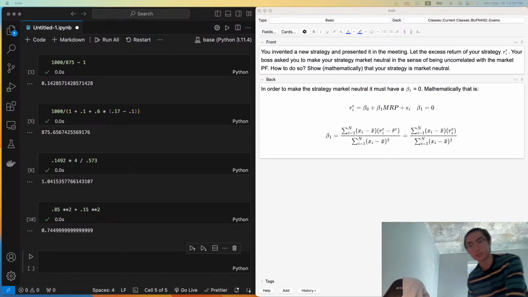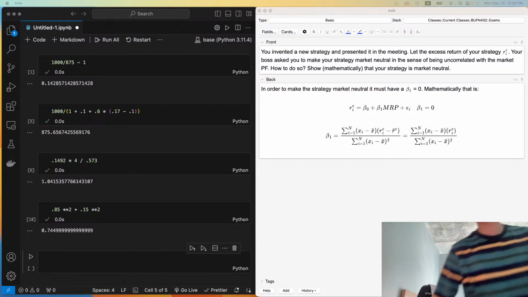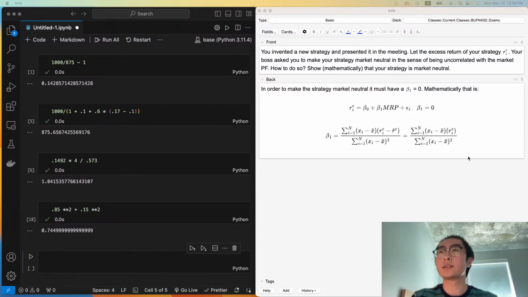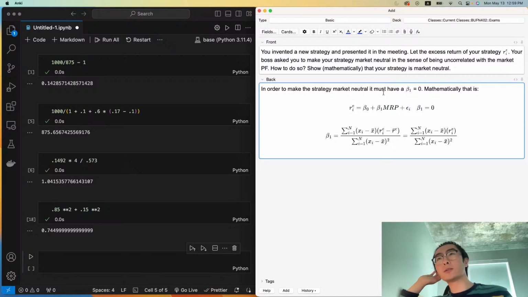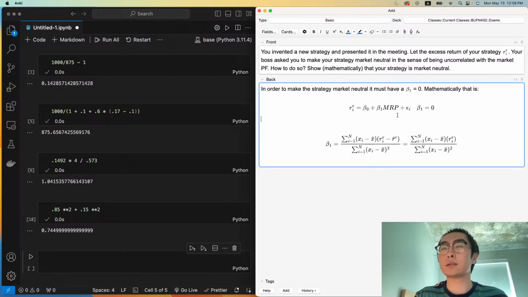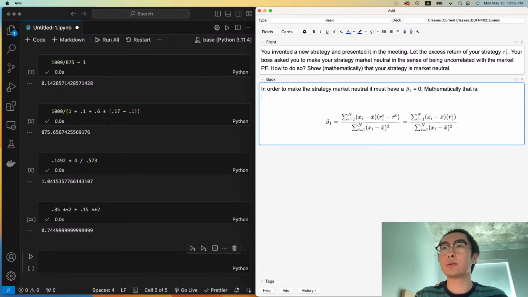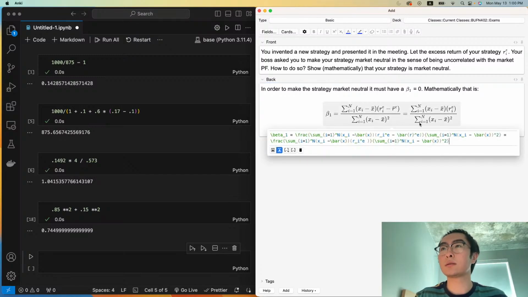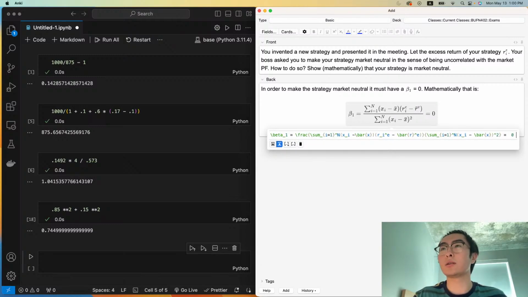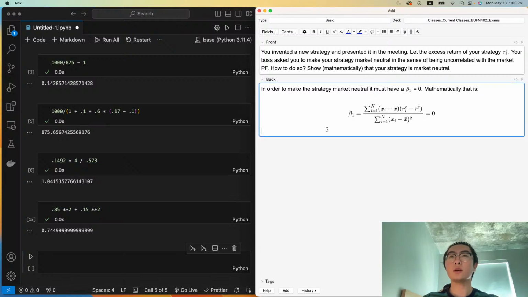Alright, let's try to do this and then go to the dining hall, then head out. So it seems like in order to make the market neutral strategy, beta must be 0. I think this is actually kind of false here, so just equal to 0. In order to make this strategy market neutral, I must have a beta 1 equal to 0. Mathematically, that is.